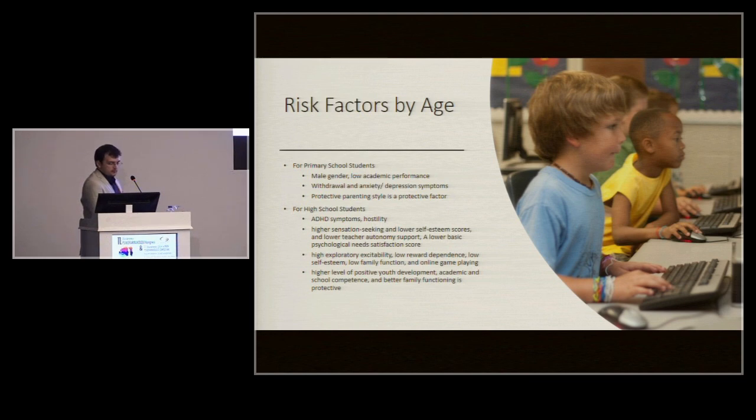For high school students, ADHD, aggressiveness, and higher sensation seeking and lower self-respect, and also lower teacher autonomy, lower teacher support, lower psychological needs being satisfied, and also high exploratory excitability, low reward, low self-respect, low family functioning, and abuse of online games are also risk factors. So a high level of positive youth development, academic success at school, and a better functioning family are protective factors.